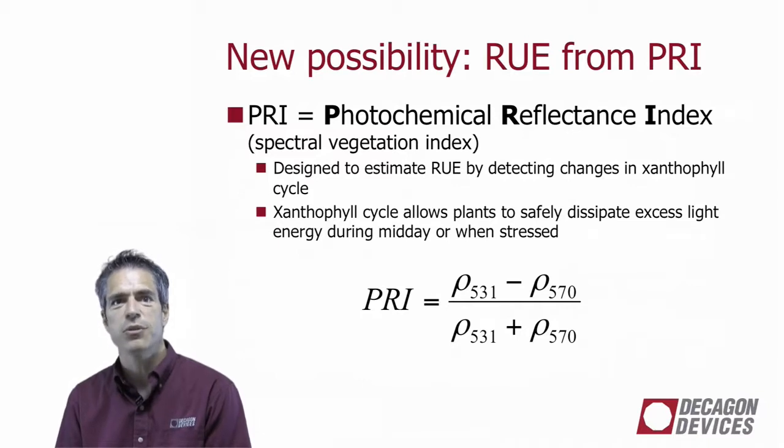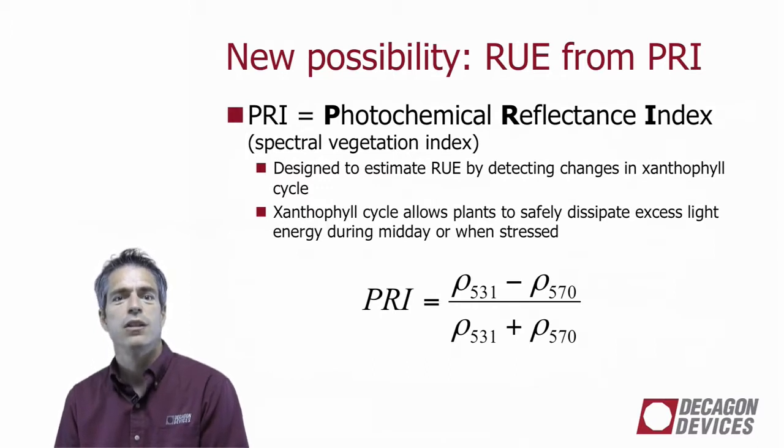This PRI was designed to estimate radiation use efficiency by detecting changes in the Xanthophyll cycle. I'm going to talk about that a little more in the next couple of slides, but what it does is look at how the Xanthophyll cycle is shunting incoming solar radiation, photosynthetically active radiation, off the chlorophyll cycle. It's taking energy that can't be used by the chlorophyll into the Xanthophyll cycle, which dissipates that incoming energy. The PRI is the reflectance at 531 nanometers minus the reflectance at 570, divided by the sum of those two.